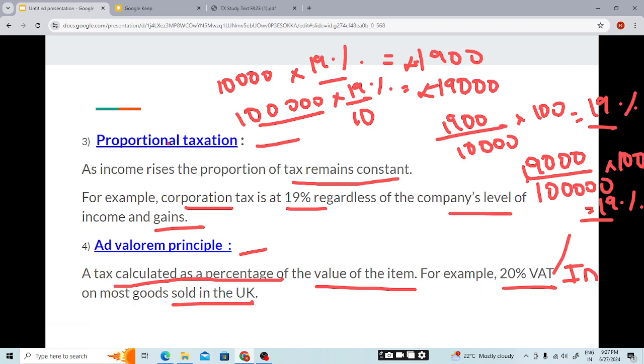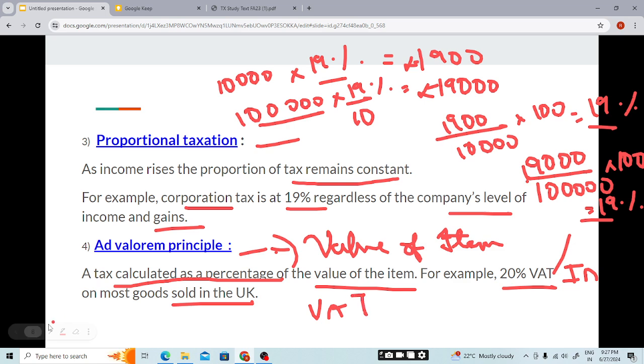Then we have seen proportional tax: as your income rises you will be paying a fixed proportion of tax. Whether your income is 1 lakh pounds or 2 lakh pounds, you will be paying a fixed percentage. We have seen the corporation tax example, that is 19 percent. Ad valorem principle means the tax is based on the value of the item, for example value added tax.